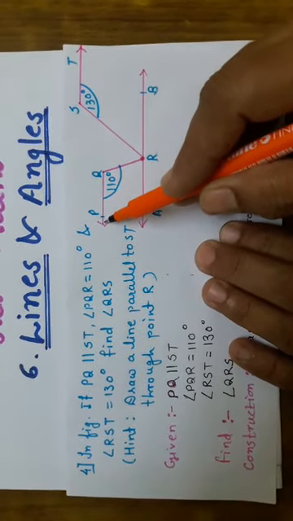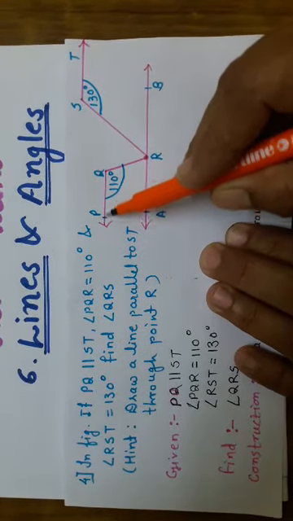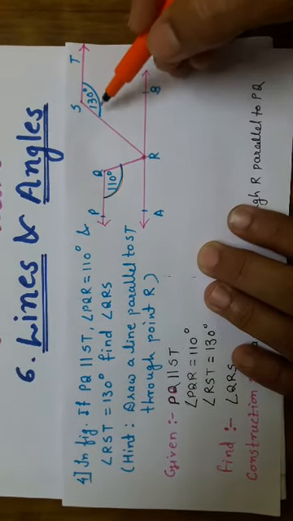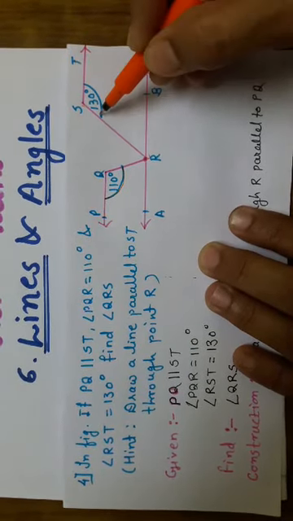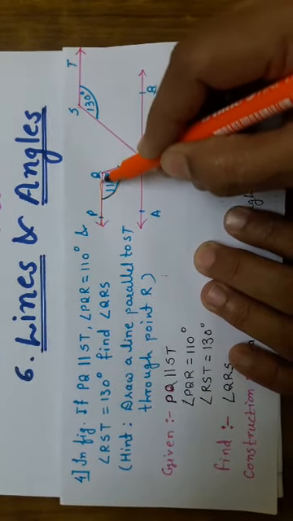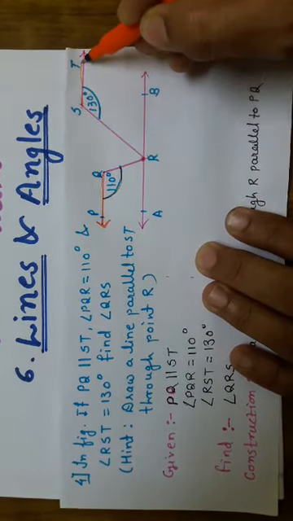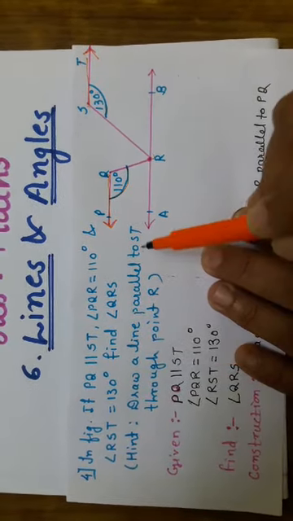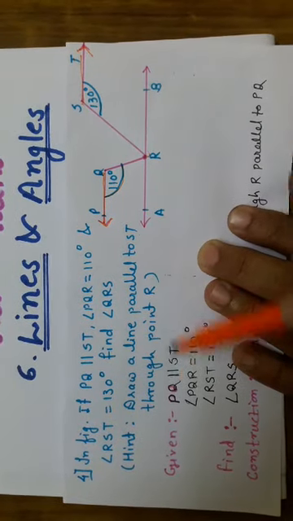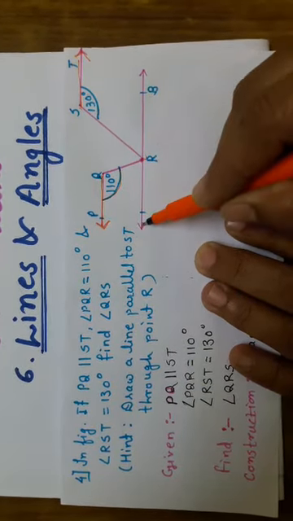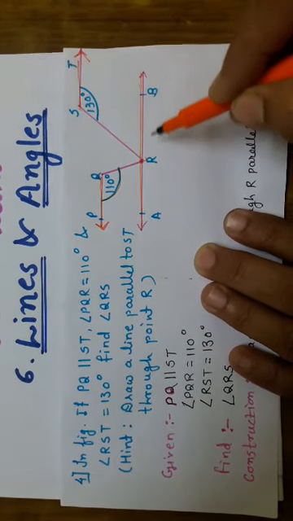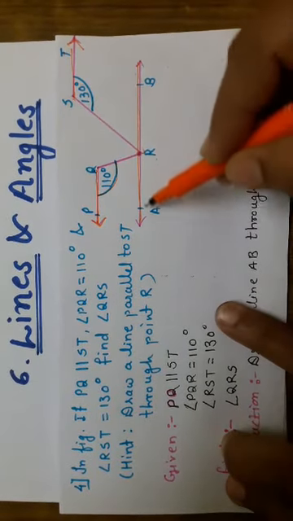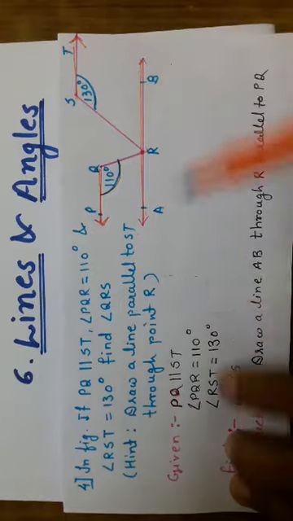Now see in this figure, they have given angle PQR is equal to 110 degrees. They have given TSR as 130 degrees, and they said here that PQ is parallel to ST. And also in the problem they have given the hint: draw a line parallel to ST through the point R. Through point R we have to draw one line which is parallel to ST. Okay, so this is a construction which we have to do.